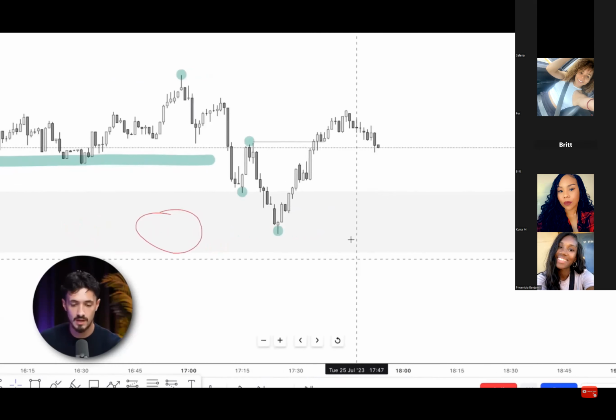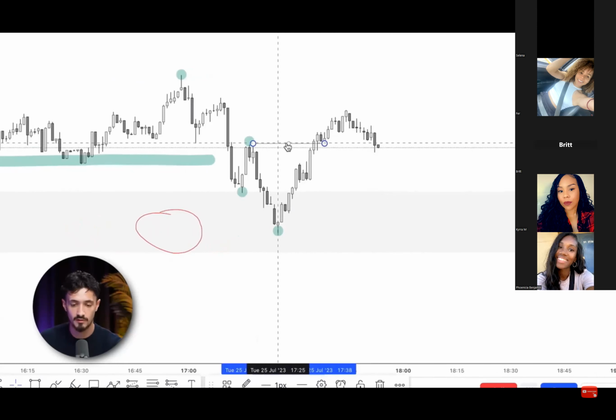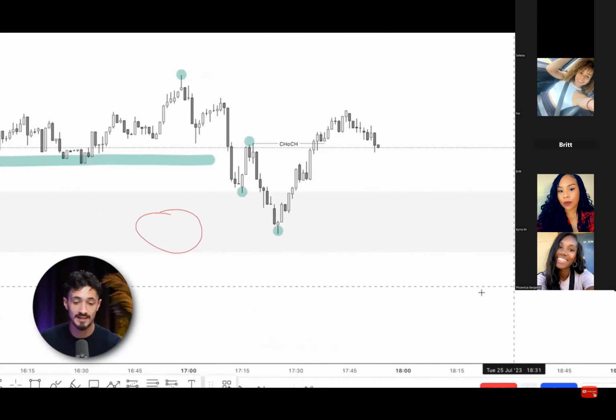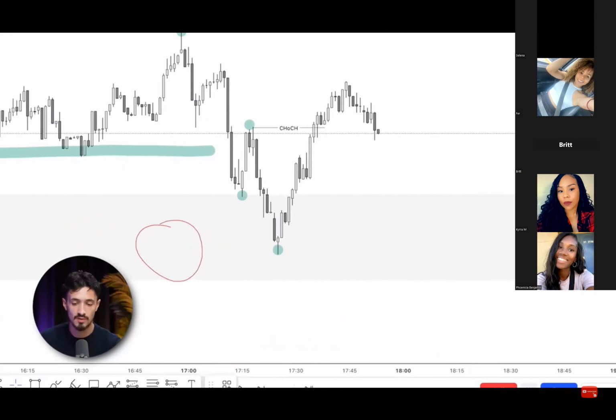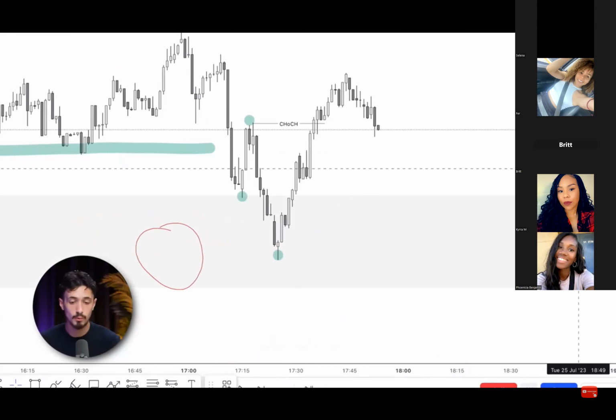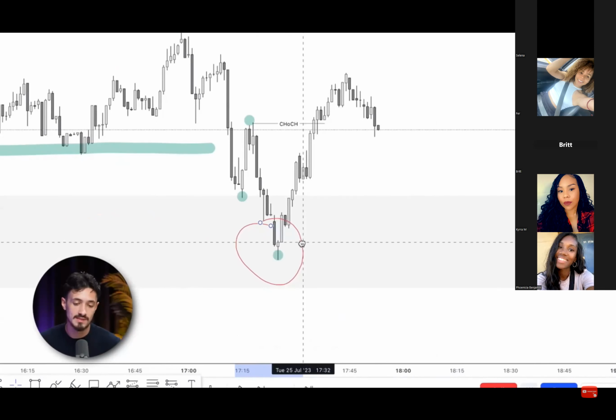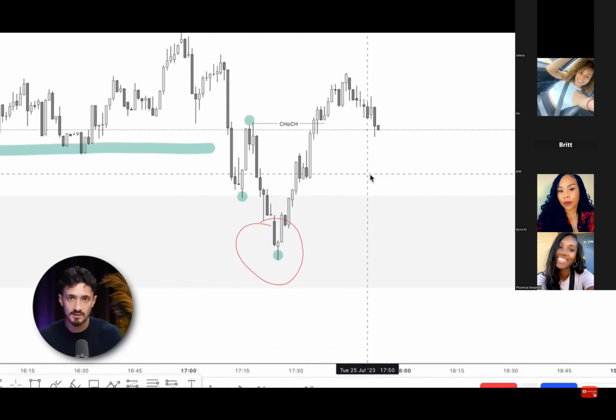So notice right now what's happened is price has changed character. We've gone from being bearish to now being bullish. We've had a change of character to the upside. So that right there, that one move confirms to us that we were right, that there are buy orders in this area. Why? Because price has increased.